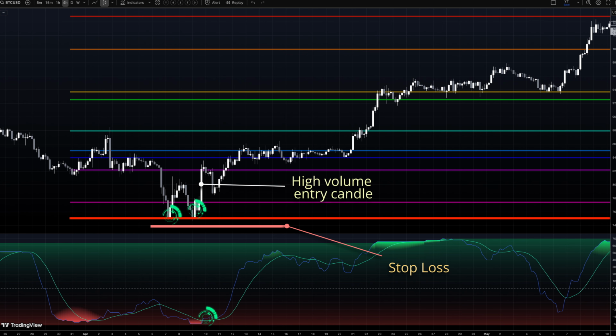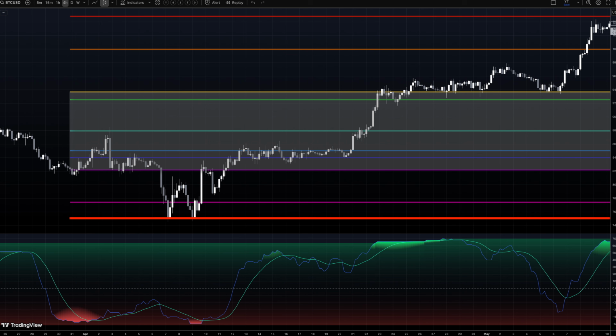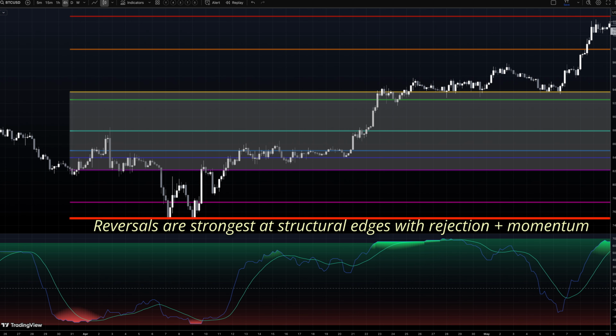Stop loss is placed beyond the structural level, above resistance or below support. The initial target is the next bin level, but if momentum accelerates, the position can be managed further using MLMI as a trailing condition. Reversal setups are best avoided in the middle of a range or near recently broken levels. They work more reliably at the edges of price structure, where repeated rejections have occurred, and momentum confirms the shift.